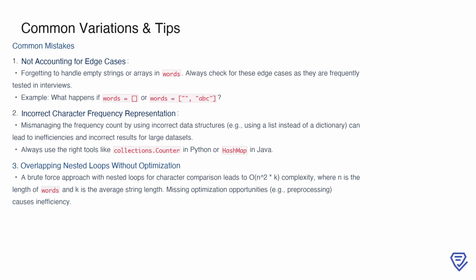Next, incorrect character frequency representation is another frequent issue. Using the wrong data structure, such as a simple list instead of a dictionary or a specialized tool like collections Counter in Python, can lead to inefficiencies and bugs, especially when working with large datasets.